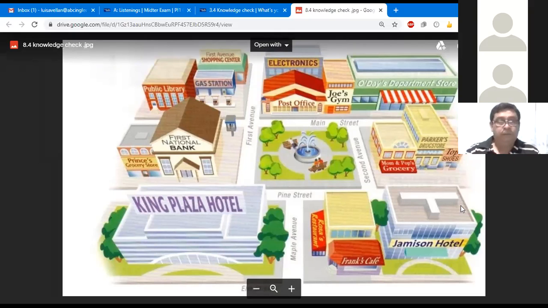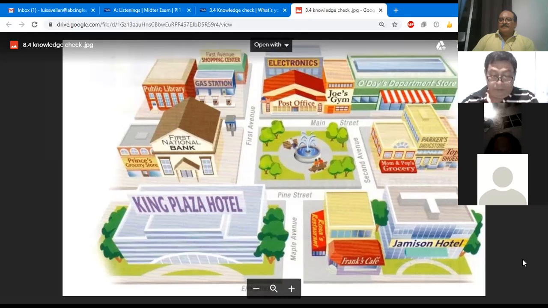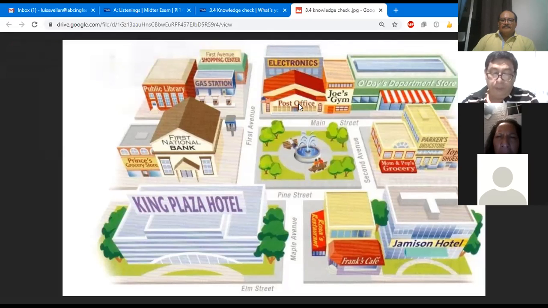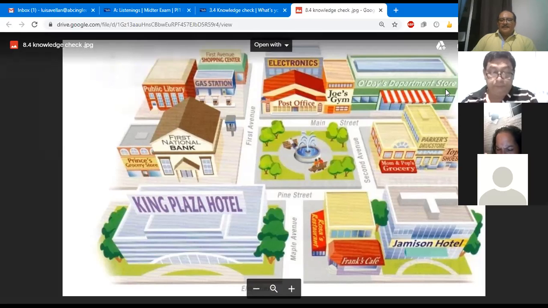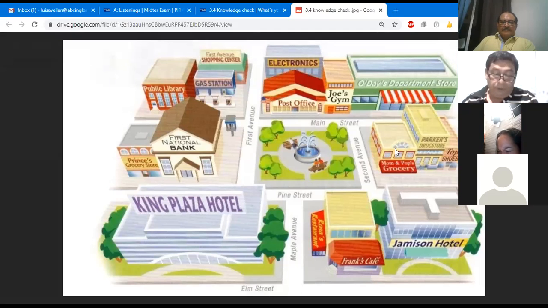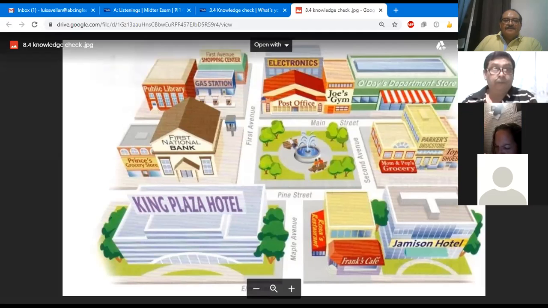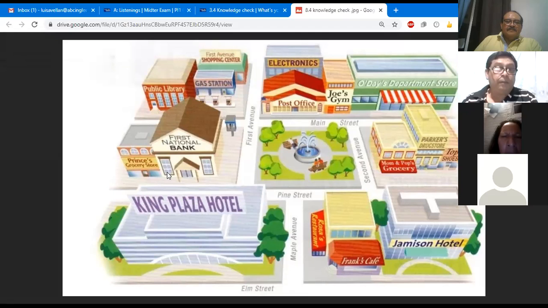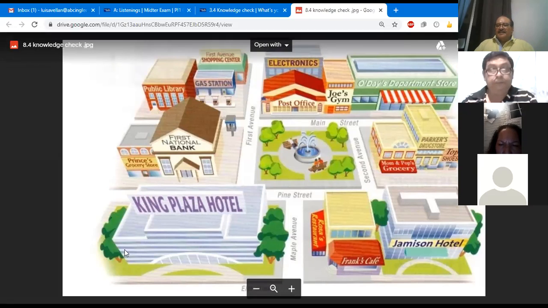Okay, Alex. Joe's Gym is between the post office and the department store. The public library is on Main Street. The electronics store is behind the post office. The post office is on the corner of Main Street and First Avenue. The gas station is near the shopping center. The First National Bank is next to Prince's Grocery Store. Excellent. Thank you, Alex. Very good.